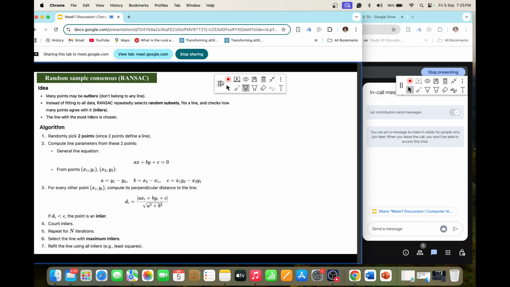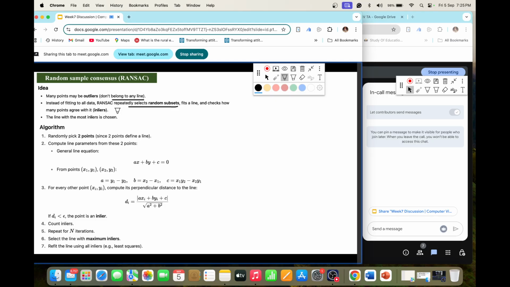So the idea: many points may be outliers and don't belong to any line. Instead of fitting all data, RANSAC repeatedly selects a random subset, fits a line, and checks how many points agree with it, the inliers. So in RANSAC we are only fitting lines with the inliers, not with the outliers. Here we first find out what the inlier points are, and we just don't care about the outliers. We only fit the line with the inliers.